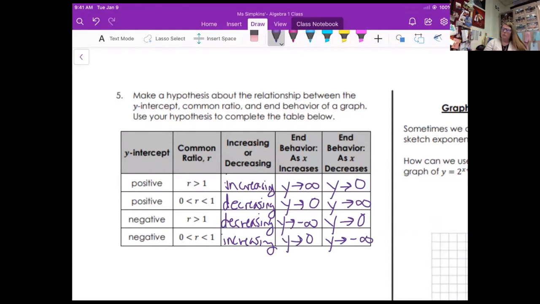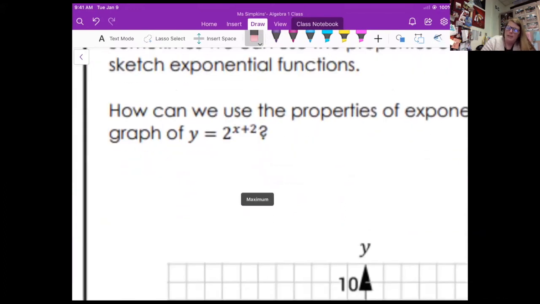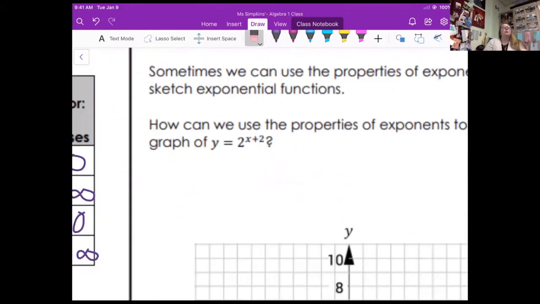All right, before we break for lunch, I want to look at two problems from the next topic. We're not going to do the entire next topic, it's unnecessary, but I do want to look at two of those problems before we do that. So I want you to look at the first one. It says 2 to the x plus 2 power.